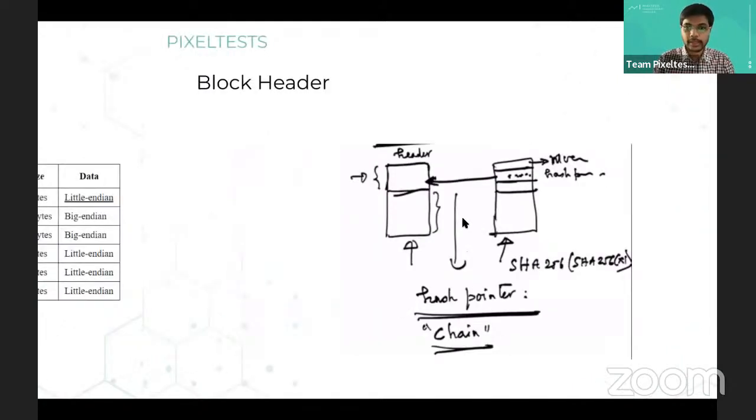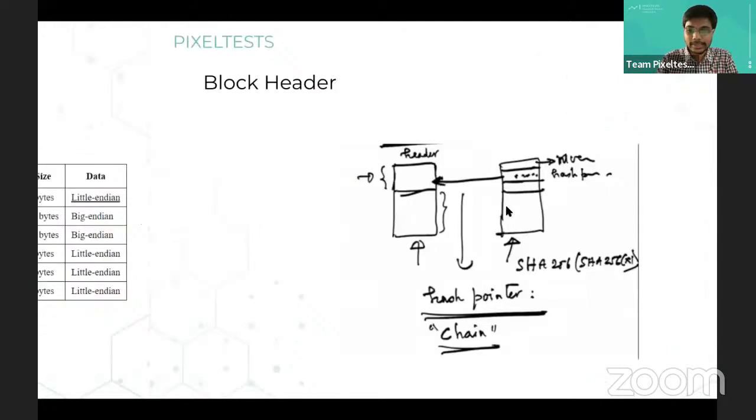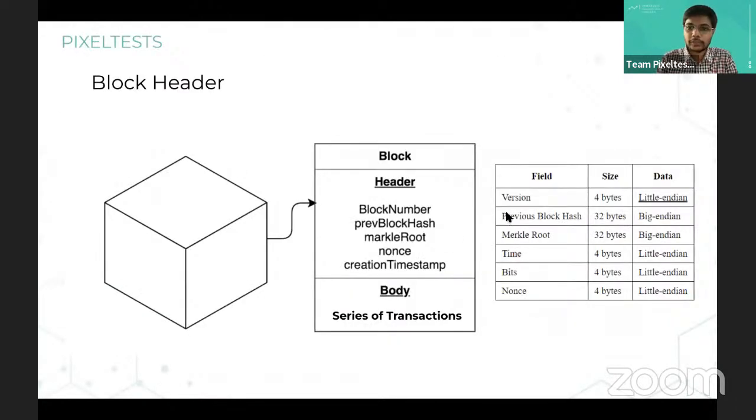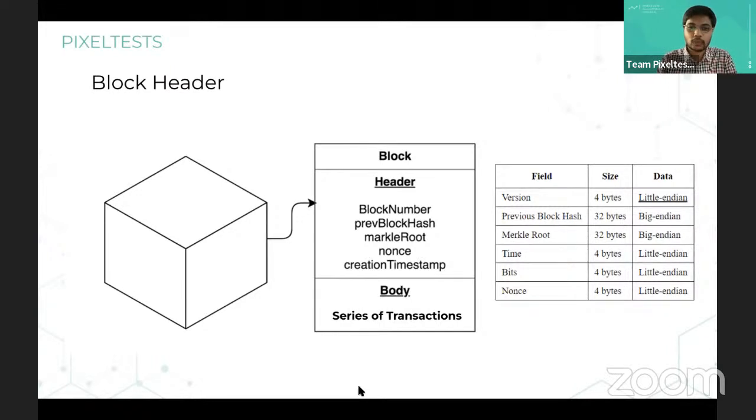Now let me break down what this Merkle root is. If you have understood what the previous block's hash is and how two blocks are connected, type Q in the chat box. If you understood how two blocks are connected, type U in the chat box.